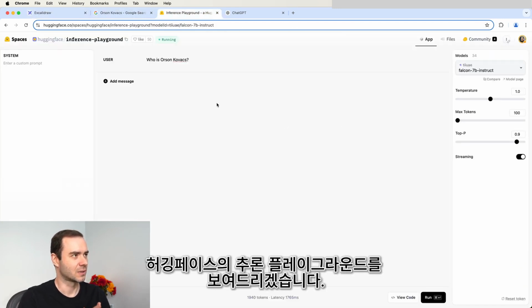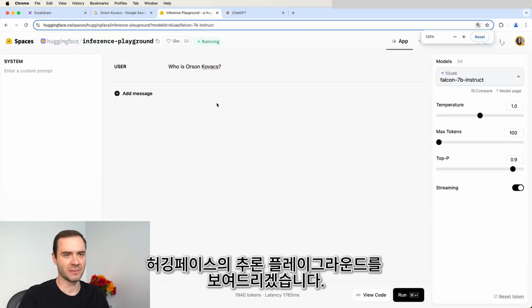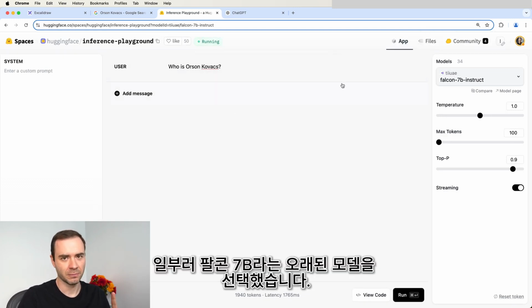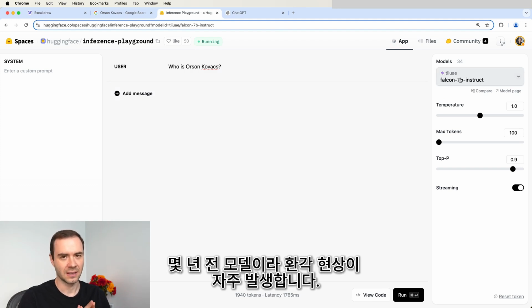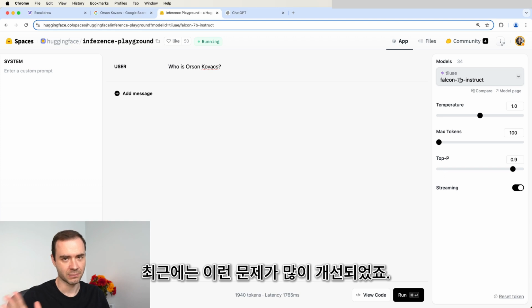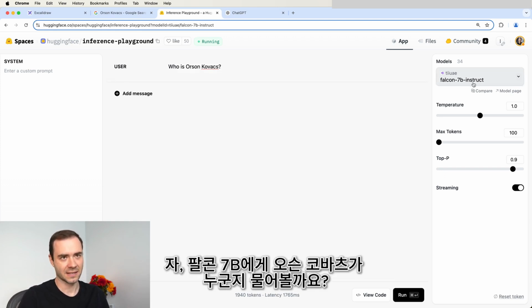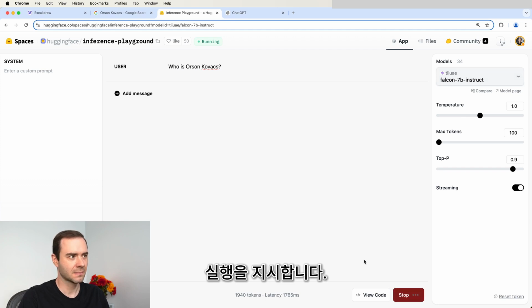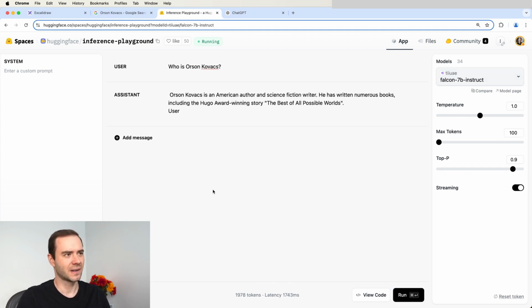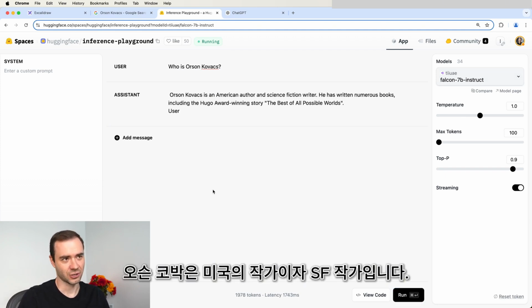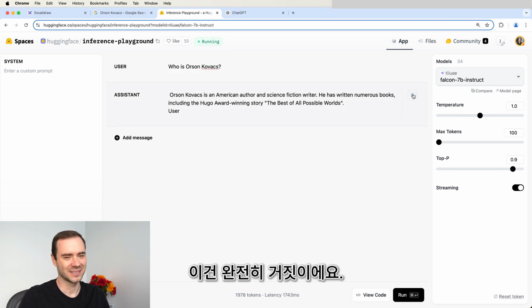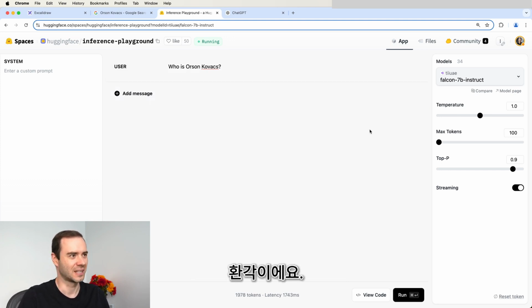I have here what's called the Inference Playground from Hugging Face. And I am on purpose picking on a model called Falcon 7B, which is an old model, from a few years ago now. So it's an older model, so it suffers from hallucinations. As I mentioned, this has improved over time recently. But let's say, who is Orson Kovacs? Let's ask Falcon 7B Instruct. Run. Oh yeah, Orson Kovacs is an American author and science fiction writer. Okay, this is totally false. It's a hallucination. Let's try again.